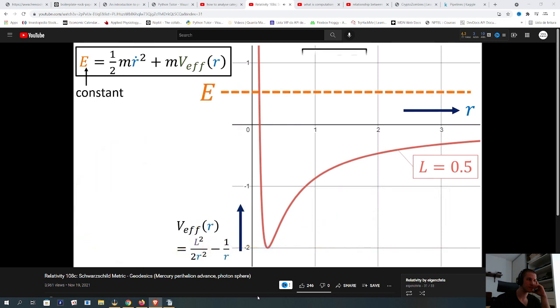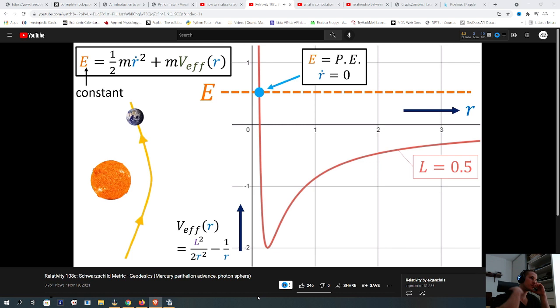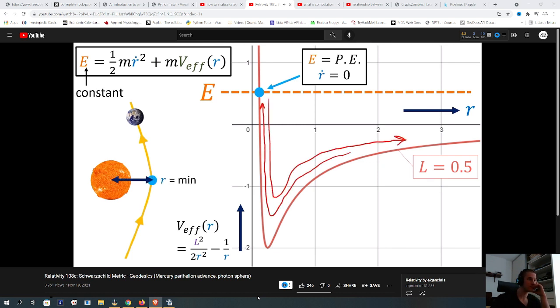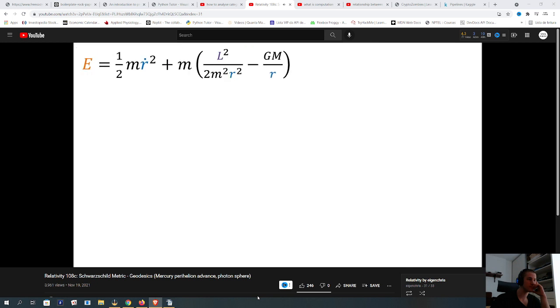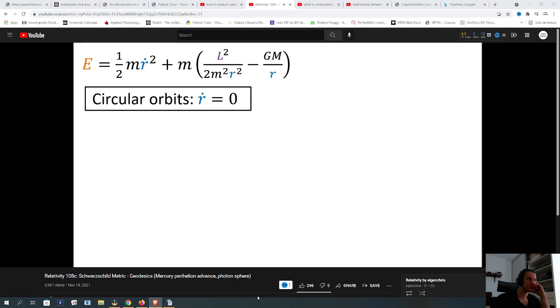If the energy is very high, above the potential well, then the mass has too much energy to be caught in an orbit. So it just approaches the central mass, then leaves again and goes off to infinity, getting deflected by some angle. We can solve for the exact radius of circular orbits by setting the radius to be constant, so that the derivative of r, or r dot, is 0.